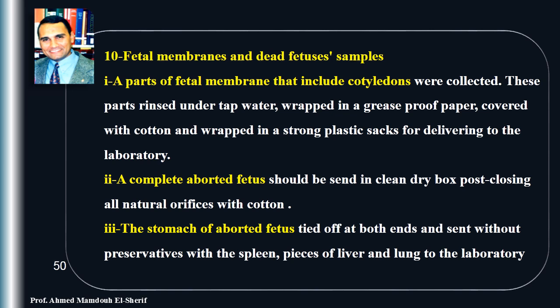Number 2. A complete aborted fetus should be sent in a clean dry box after closing all natural orifices with cotton. Number 3. The stomach of the aborted fetus is tied off at both ends and sent without preservatives, with the spleen, pieces of liver, and lung to the laboratory.